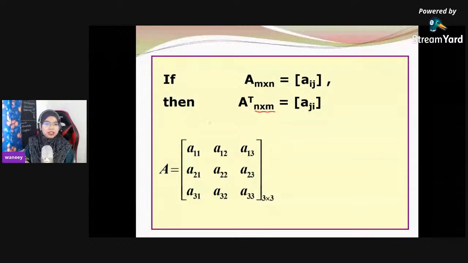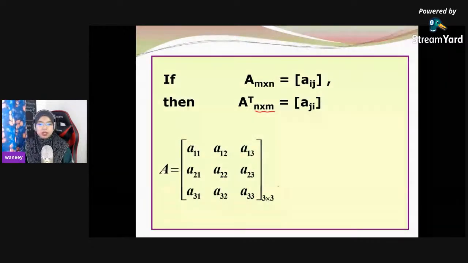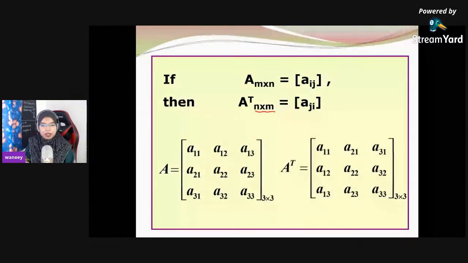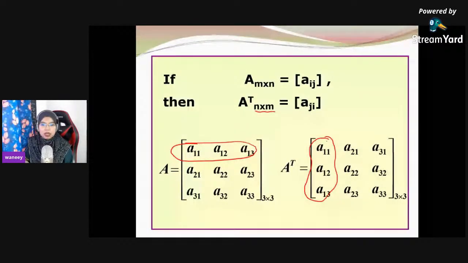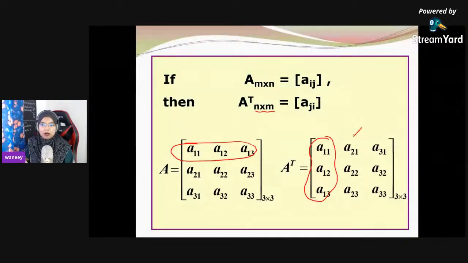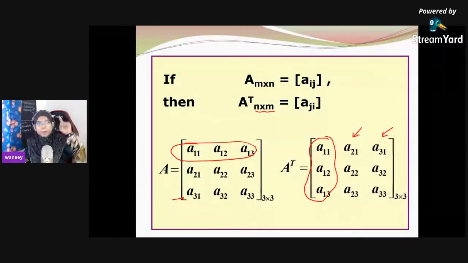Okay, so for example, this is A. So A11, A12, A13 until A31, A32, A33. When we transpose them, instead of having a row with A11, A12, A13, I change it to a column. A11, A12, A13. So change from row to column. And then take the second row, A21, A22, A23 to become the second column. And then A31, A32, A33, that one will become the third column. So change from row to column. Okay, next.